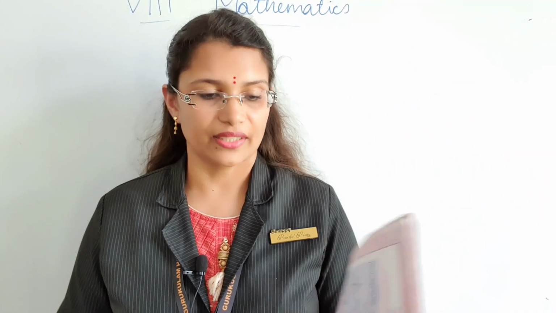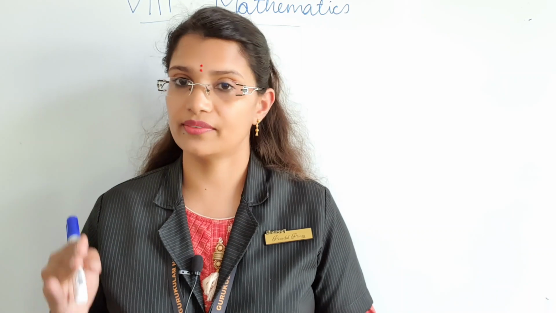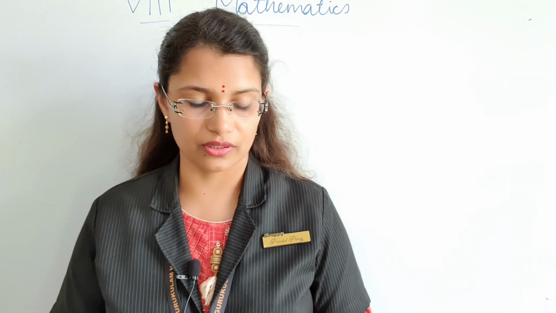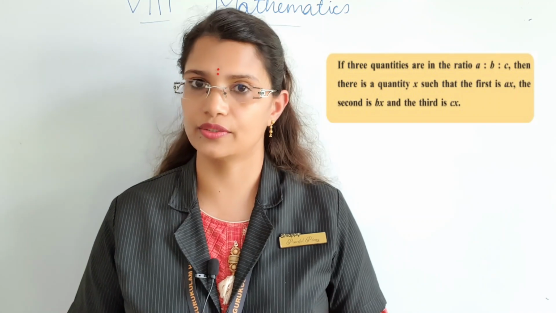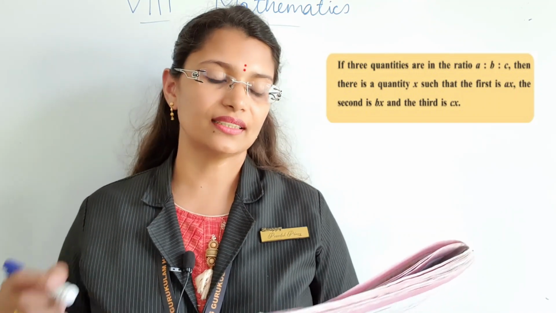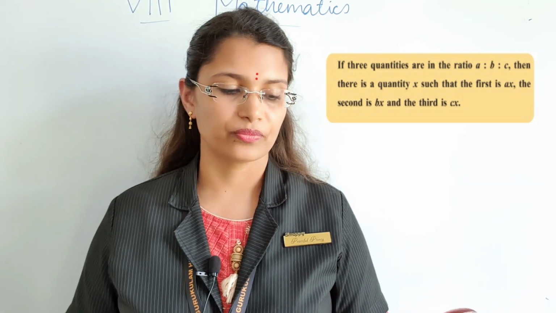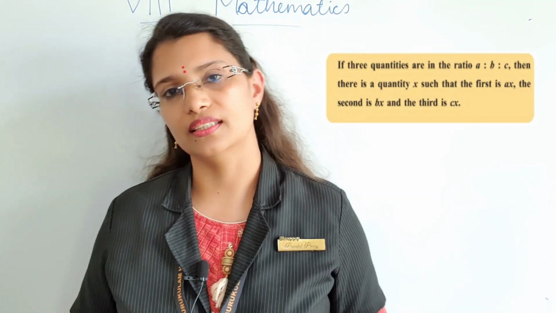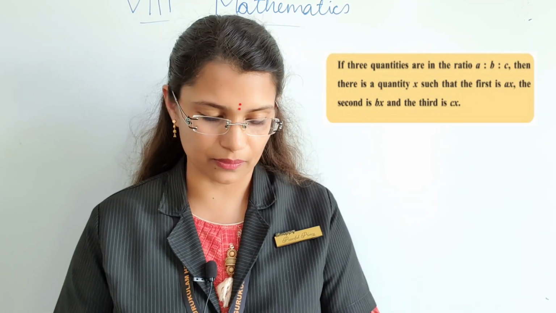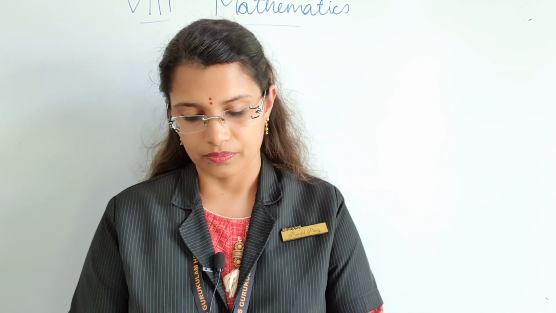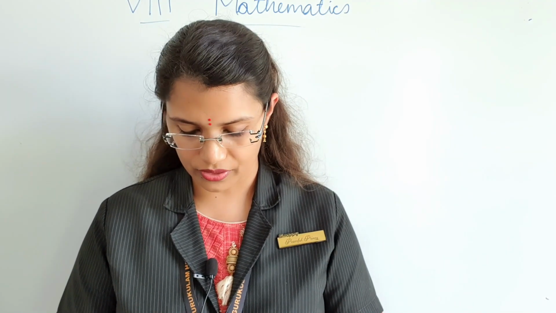Children, next topic is 3 quantities. Take page number 143, one box is there, you must write down this in your notebook. If 3 quantities are in the ratio A is to B is to C, then there is a quantity x such that the first is Ax, the second is Bx and the third is Cx. Same like 2 quantities Ax and Bx, same like that. Let us do some questions.